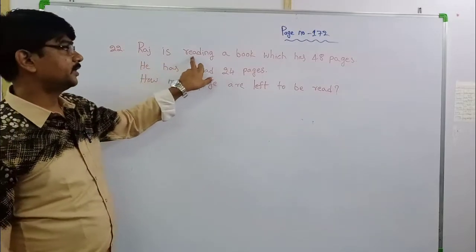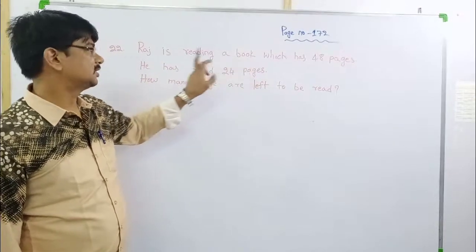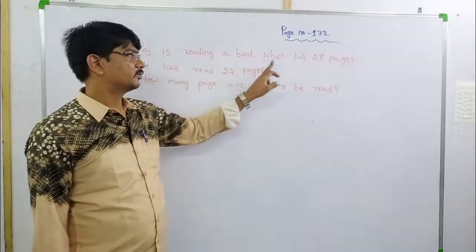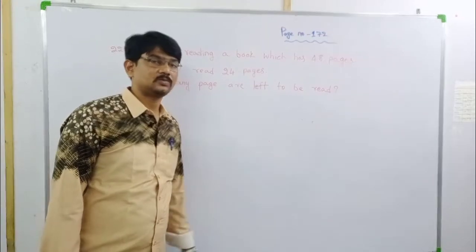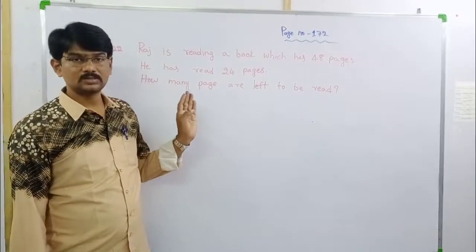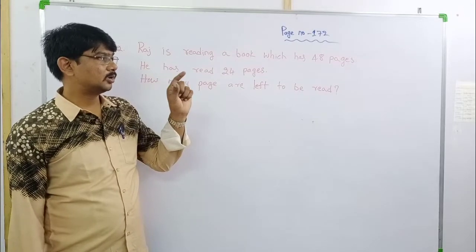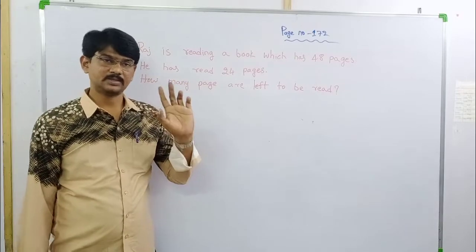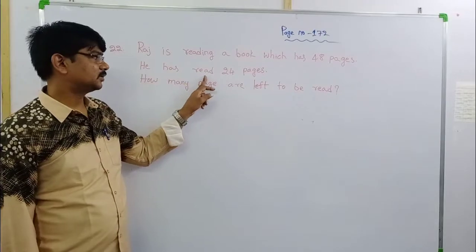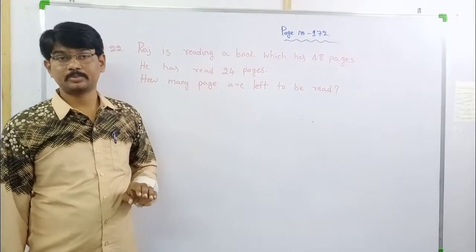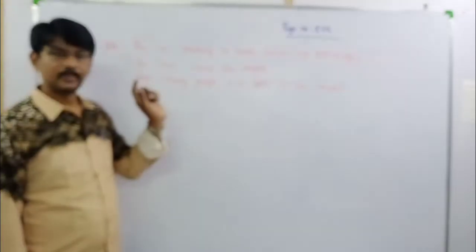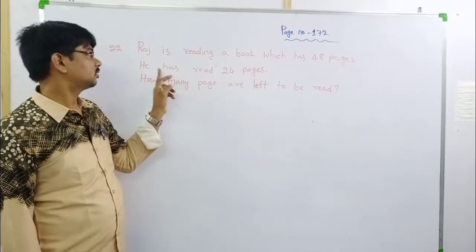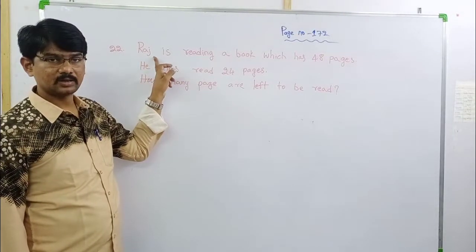Raj is reading a book. Who is reading the book? Raj. Raj is reading a book which has 48 pages. One person, Raj, is reading a book. In that book, how many pages? 48 pages. He has read 24 pages. How many pages? 24 pages reading is completed by Raj.